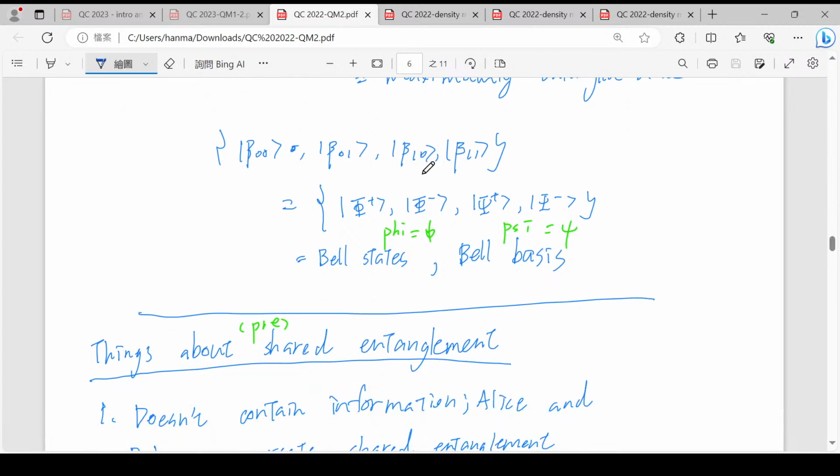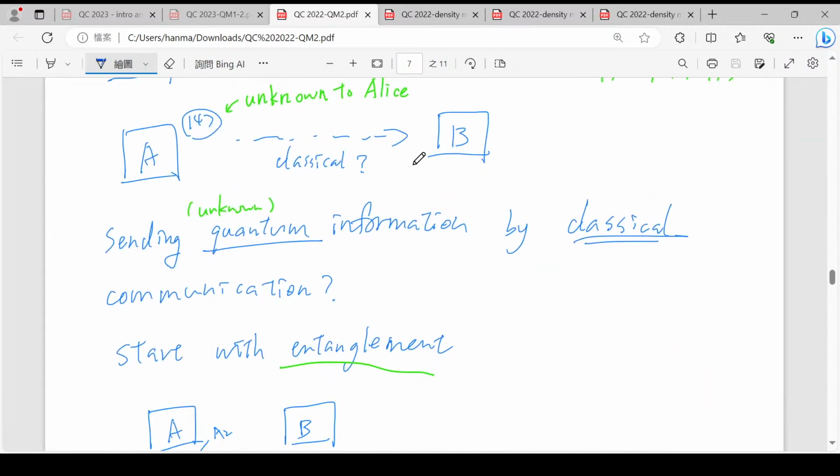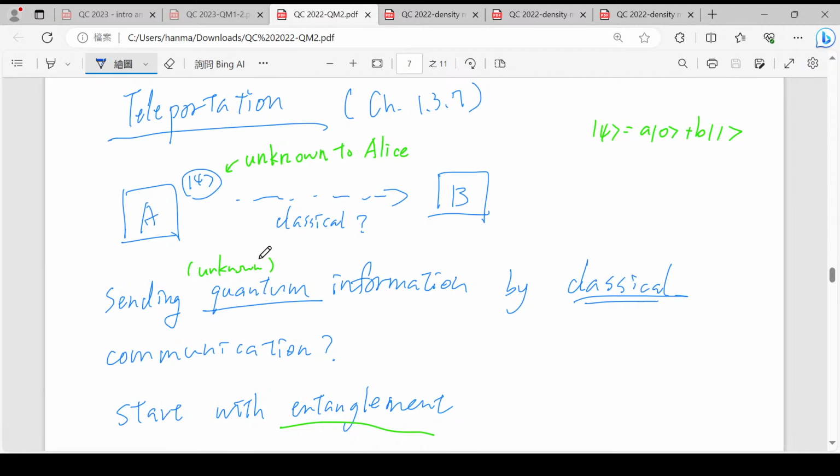Now, for now, any questions? Okay. Then let's go to another protocol. It's like a reversal of superdense coding. It's teleportation. This is where Alice wants to send one qubit of an unknown state to Bob, and she sends two classical bits to do this.